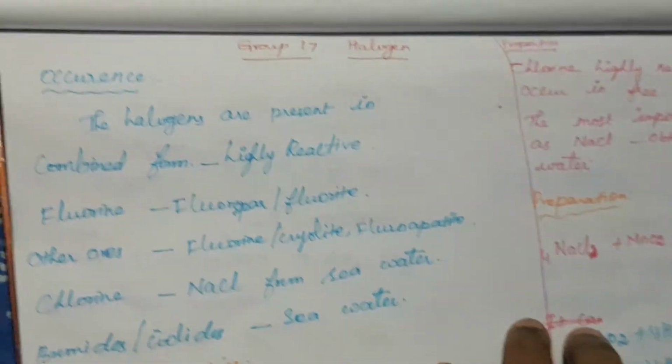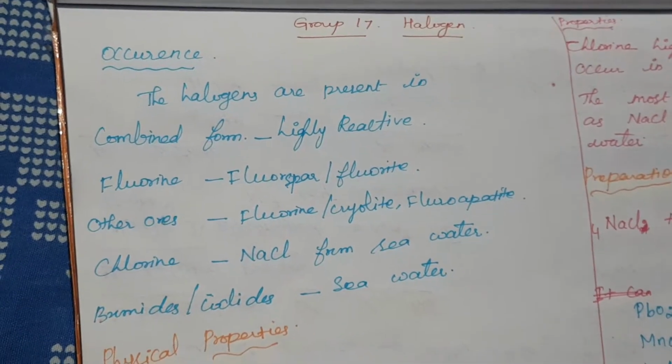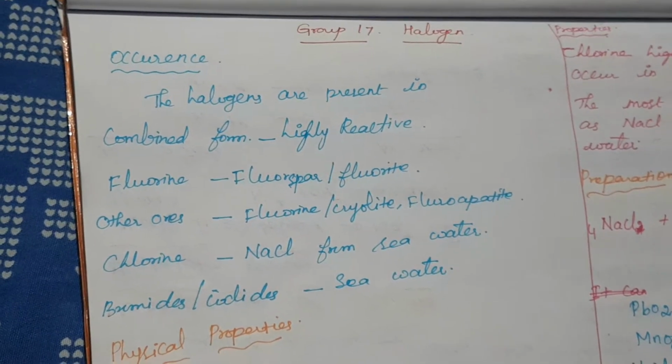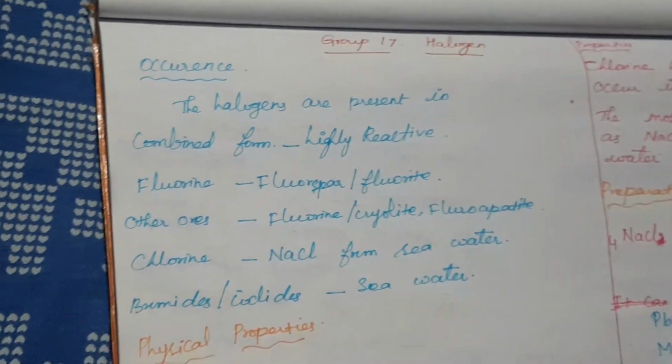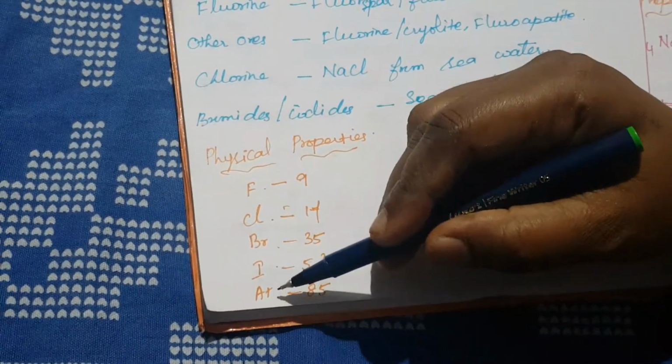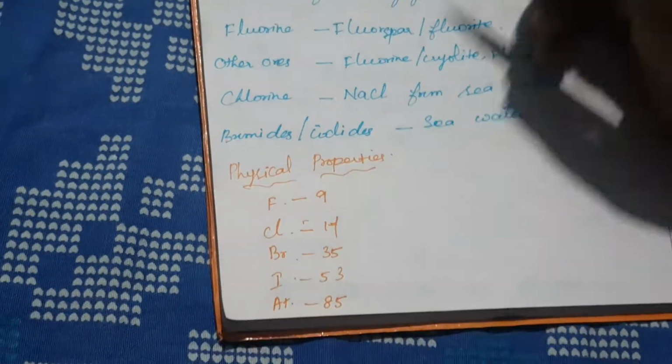So what is a halogen? We already know that. The 17th group elements present in the periodic table are called halogens, right? What are the halogens present in that 17th group? That is fluorine, chlorine, bromine, iodine and astatine. So these are all the halogens present in the 17th group.